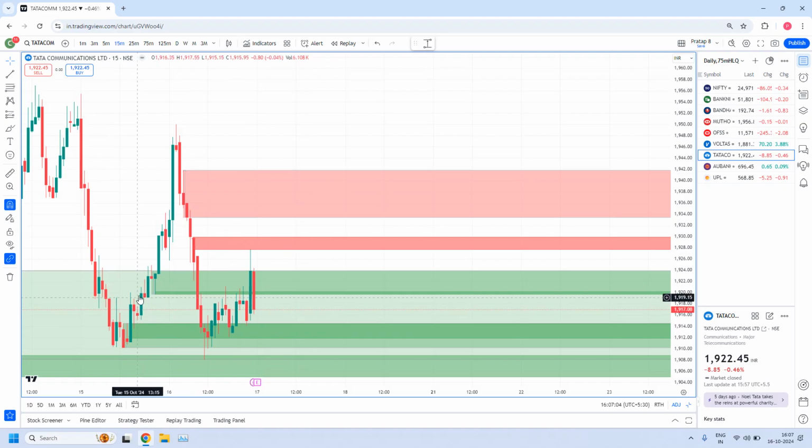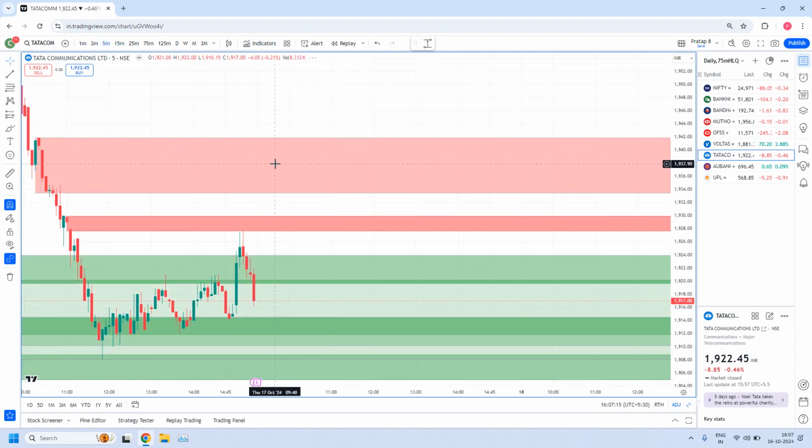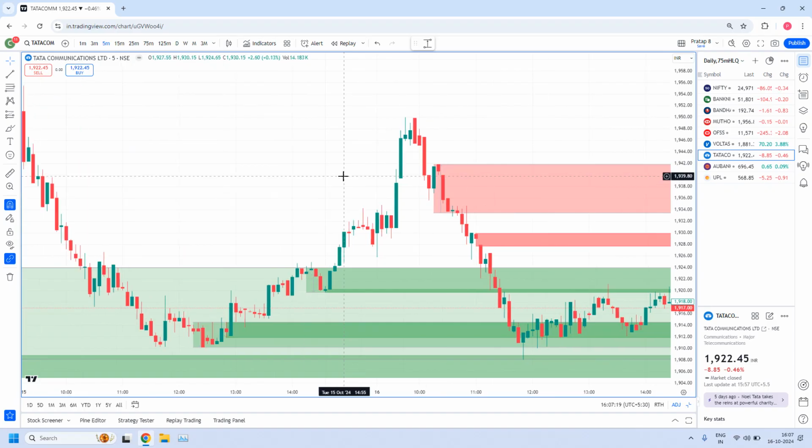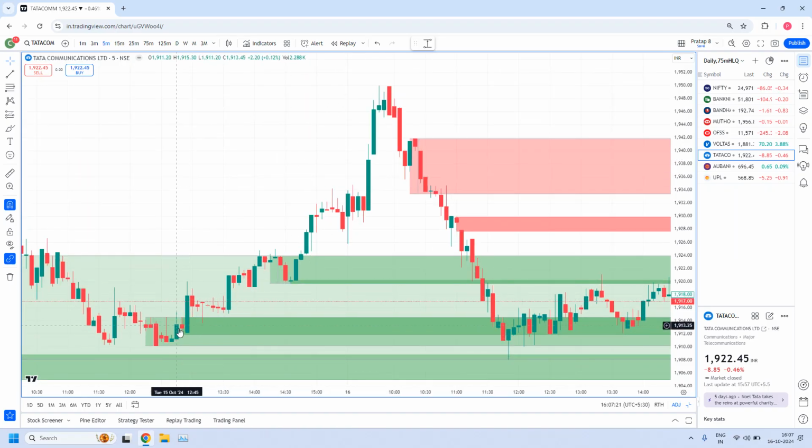This one I did not consider, rally, base, rally, the reason is the leg out is not really clear. But here, rally, base, rally. And this 15 minute zone is again fine-tuned with the 5 minutes time frame. Here you have rally, leg in candle, base, rally. You have a medium size leg in, base and a large size candle. It's a very good zone.